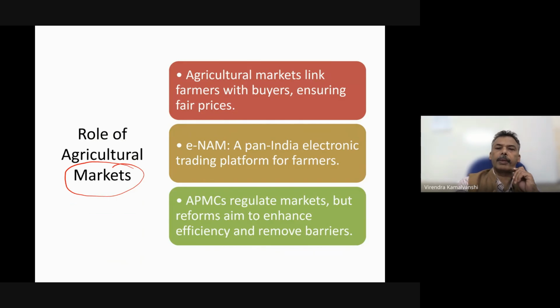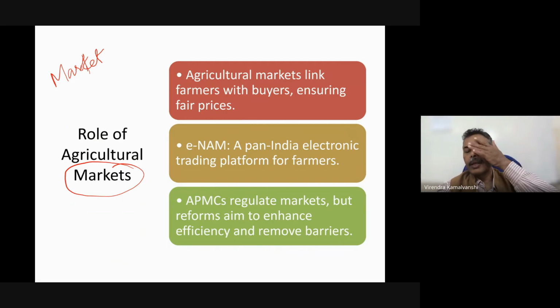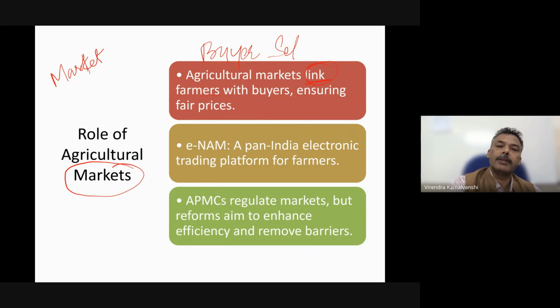Now talking about the markets, okay, agricultural markets. So what is the role of agricultural markets? When we say market, what is our understanding related to the word market? What is market? Earlier, in books, you will see that this is the place where, but now that definition has changed. Now the market is not a place, it is a link, it is a platform where buyers and sellers interact with each other. Okay, so market is basically a platform nowadays, because things are changing in coming days.